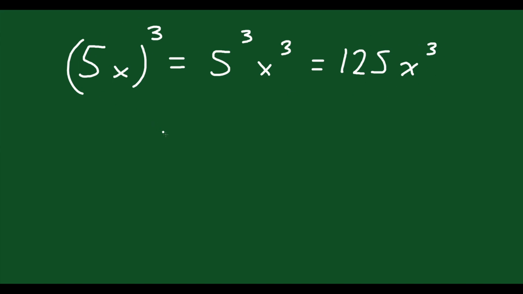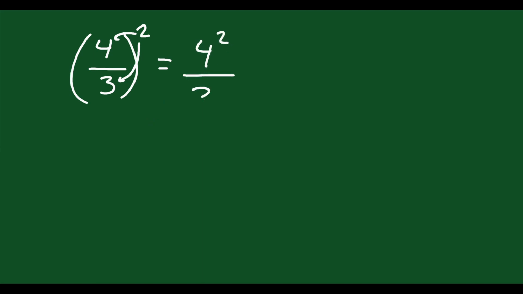All right, let's look at another one. Let's say I have 4 over 3 in brackets, and that's being squared. What we can do is we can go ahead and distribute in the 2, just like that. So you get 4 squared over 3 squared. And then you just solve each one of these. So 4 squared is 16, and 3 squared is 9. So your answer is 16 over 9.